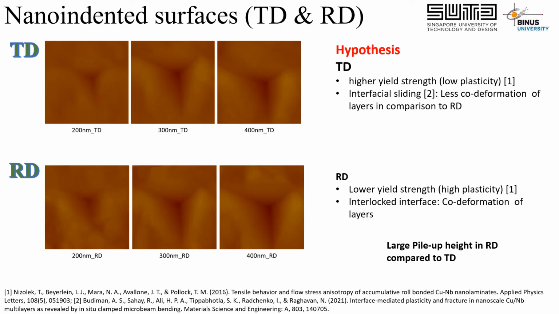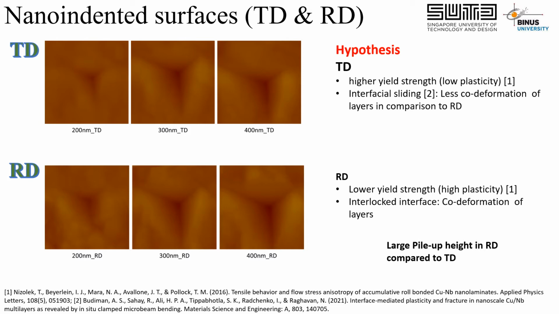So this more interfacial sliding in TD also has been reported by reference number 2. So these two references are the basis of our hypothesis, and they will be cited over and over actually in the next few slides. So in the RD, in the opposite, we see that the interface is interlocked. So it's basically there is no interfacial sliding, and also based on reference 1, it has lower yield strength and thus higher plasticity.